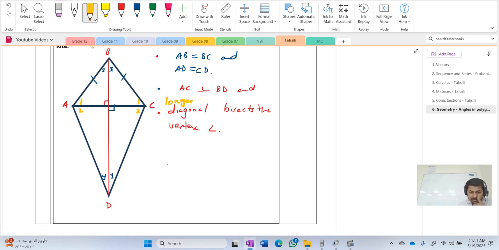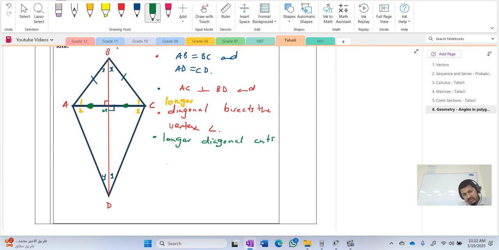So AM is equal to MC. So the longer diagonal cuts the shorter diagonal in half.